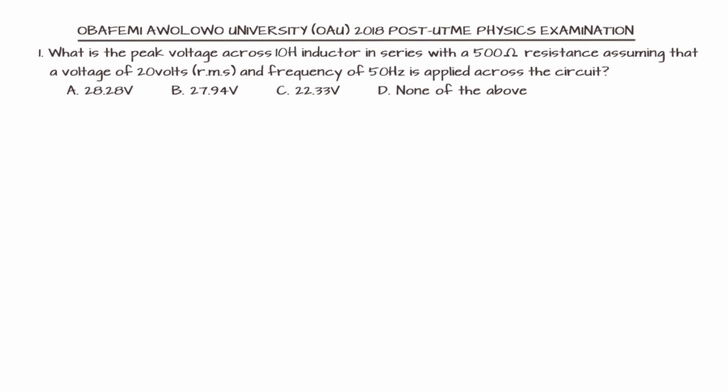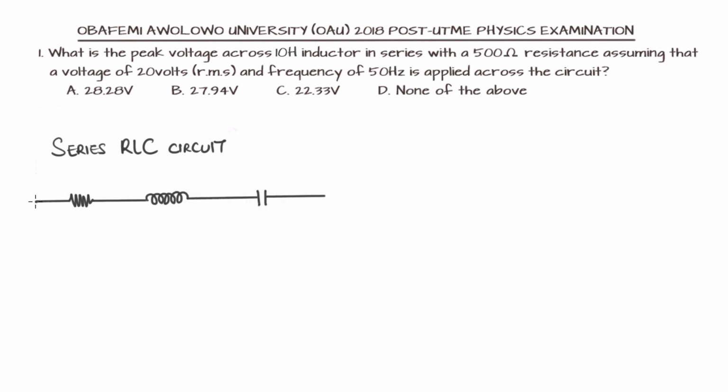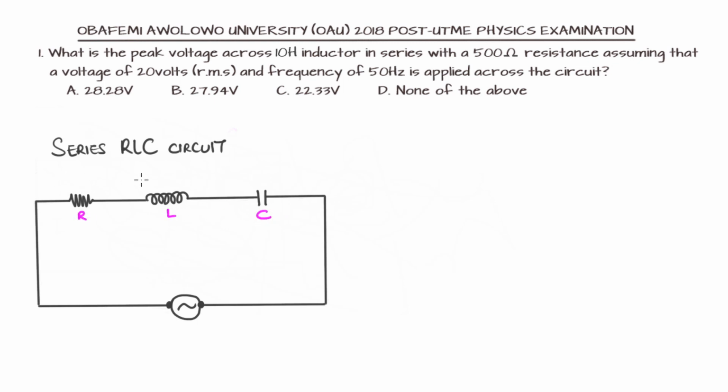Now, instead of just dabbling into this question and solving it directly, I would like us to consider the series RLC circuit, which consists of a resistor, an inductor, and a capacitor in series, and they also have a voltage with a particular frequency applied across the circuit. Now, if we want to label this, we have our resistance, then we have our inductor, we have our capacitor. Now, the inductive reactance is given as 2 pi fL, while the capacitive reactance is 1 over 2 pi fC.